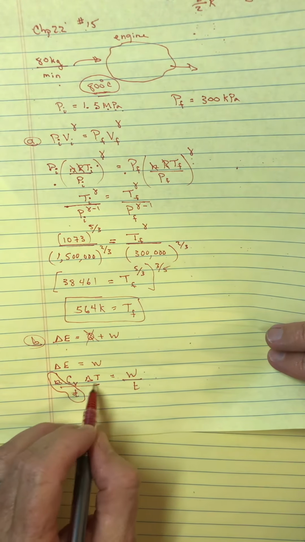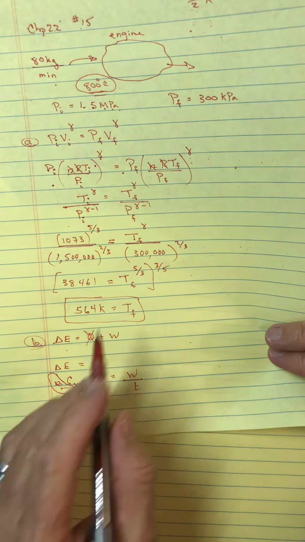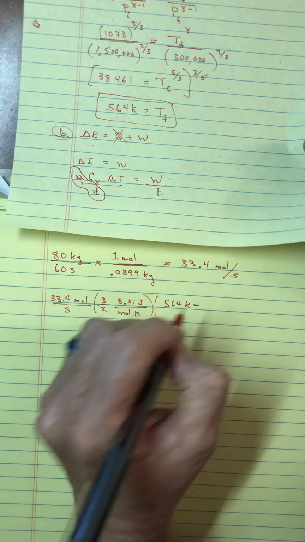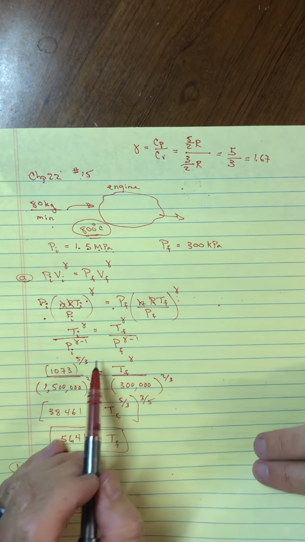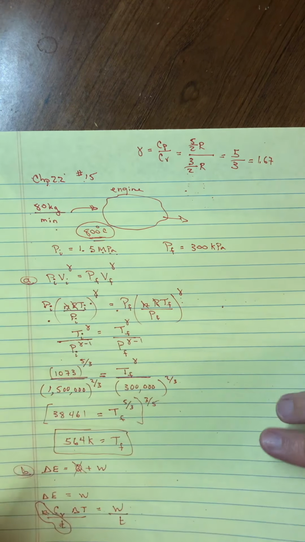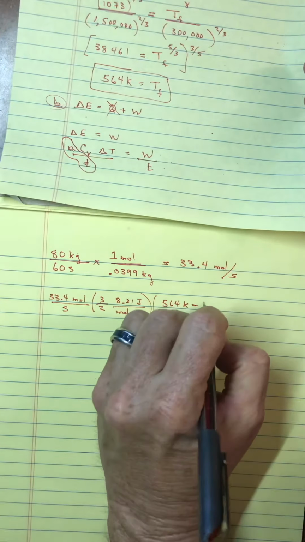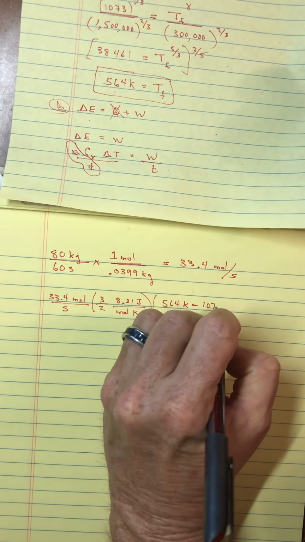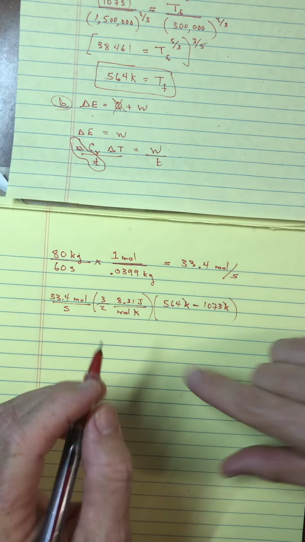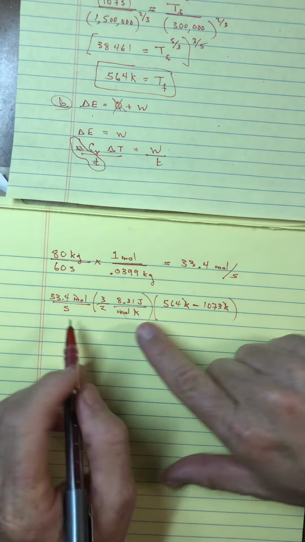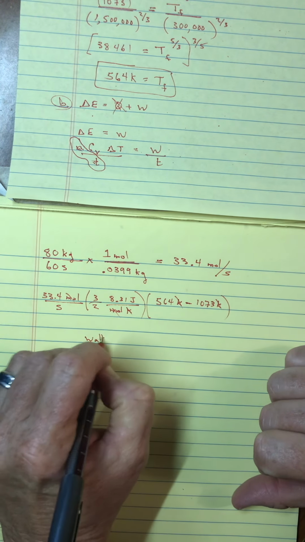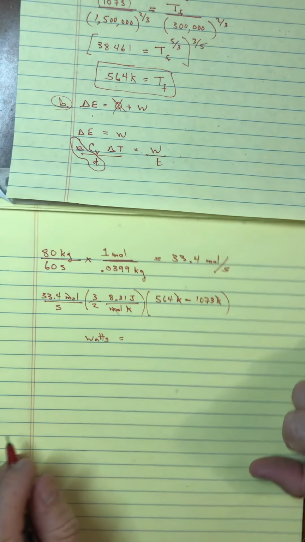And now the change in temperature, and so final is 564 Kelvin. And initial, we said, was in Kelvin, 1073. That's the 800 degrees Celsius. So 1073 Kelvin. That way, Kelvins will group together and cancel off moles, and we, of course, will be left with units of joules per second. And so that'll be the number of watts.